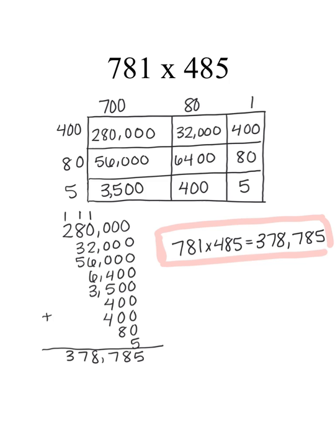Now I want you to try this problem completely on your own. What is 781 times 485? Here is the completed work for 781 times 485. If you need to, you can pause this video and look at the solution to see where you might have made a mistake.